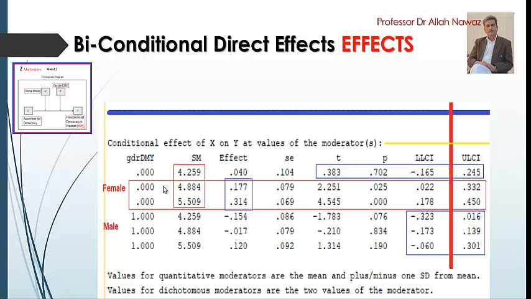So two female groups. For this purpose, you can see that the process model has also grouped the data according to 3 levels of social media as well as male and female. The two female groups with 4.88 score on SM or 5.509 score on SM are giving significant results, and the increase in SM from 4.8 to 5.5 is also increasing the effect from 0.177 to 0.314. It shows that social media is playing a significant role in changing the female members' awareness about democracy, and their perceptions about democracy in Pakistan.